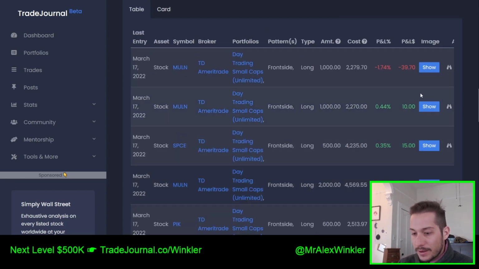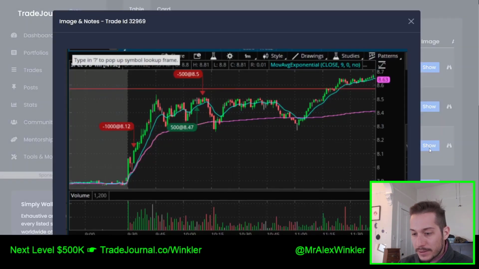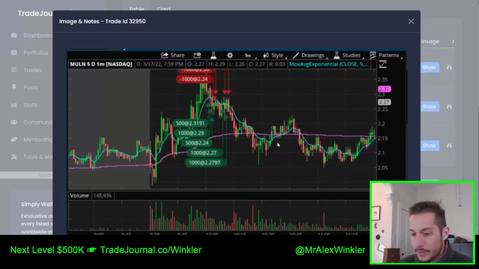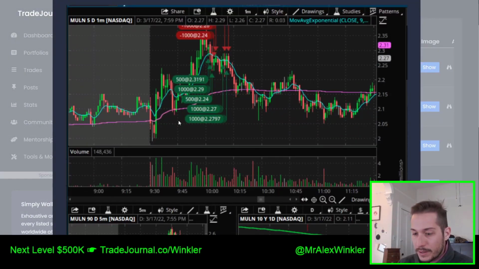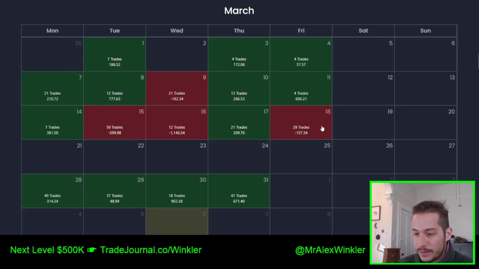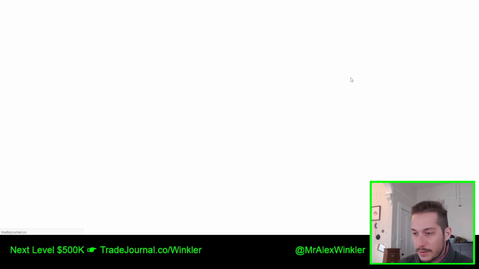Nasty. Let's see. I also traded Space. That's kind of random. Did a breakout trade here, or actually no, I closed this one. Yeah. What else did I do here? MULN. Yeah, tried to trade the front side, but I was late to the party on that one, so that didn't work out. So yeah. And then what do we got here? Thursday.